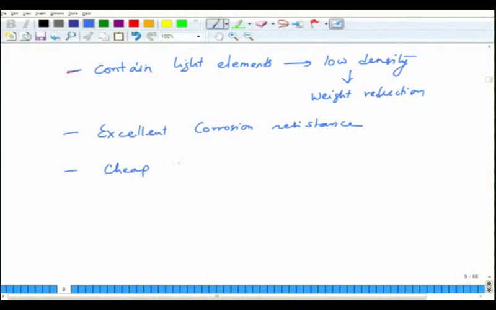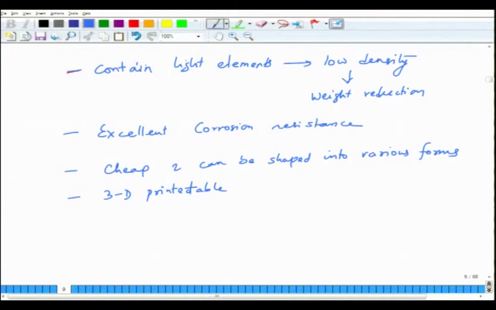and they can be shaped into various forms. In fact, 3D printing nowadays, which is a very important manufacturing method that has revolutionized manufacturing, polymers can be 3D printed very easily. So, they have 3D printability, and they have a lot of other attributes, such as being electrical and thermal insulators.